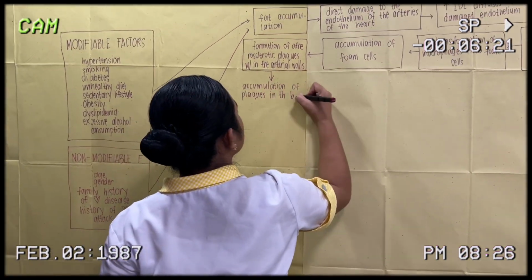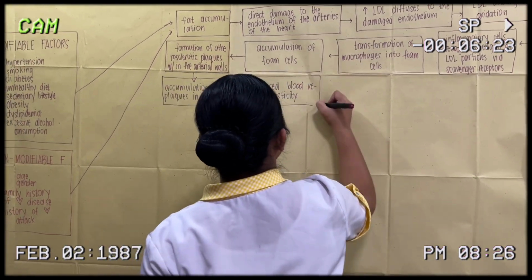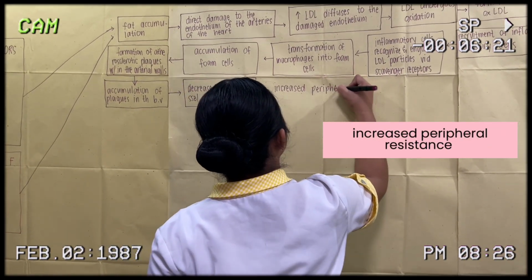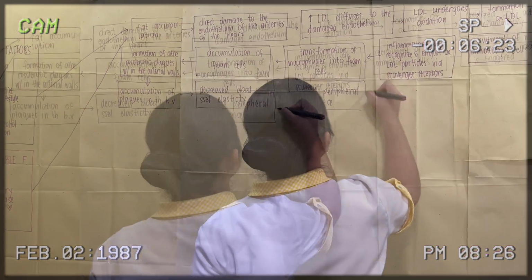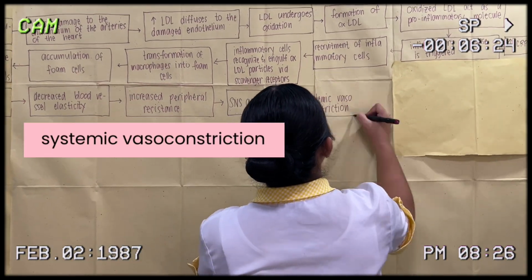These plaques reduce the elasticity of blood vessels, impairing their ability to dilate or contract normally. This decreased flexibility increases vascular resistance, forcing the heart to work harder to maintain blood flow. The resistance increases the activity of the sympathetic nervous system and thereby causes systemic vasoconstriction and high blood pressure.